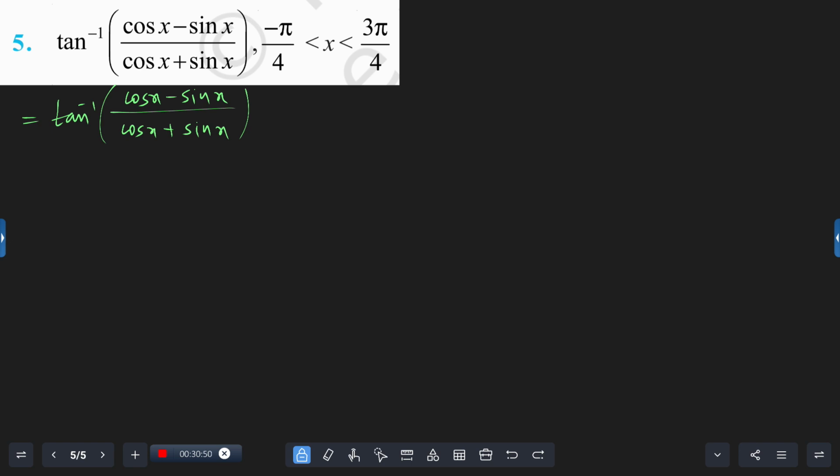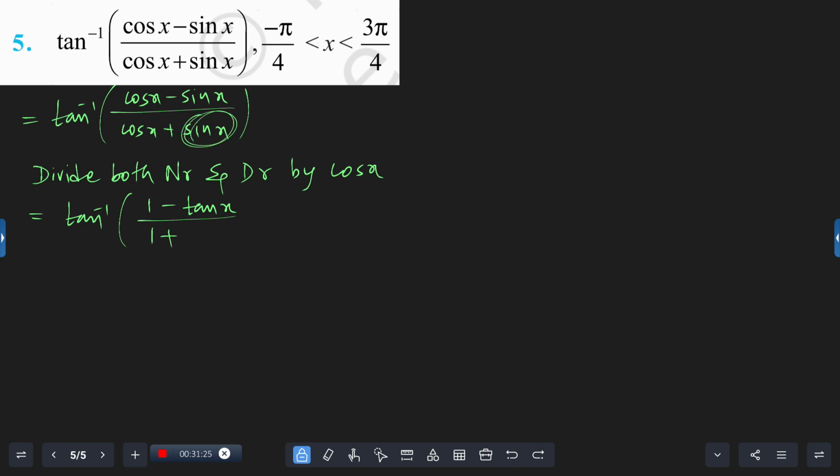So what I am going to do, you divide both numerator and denominator by cos x. If I divide both by cos x, what will I be getting? Tan inverse of, cos by cos, what will you be getting? 1, very good. Like that, sin by cos, what will you be getting? Tan x, so 1 minus tan x, whole divided by, in the same manner, cos by cos 1, so the denominator is 1 plus sin by cos, which is tan x. Be very careful here.